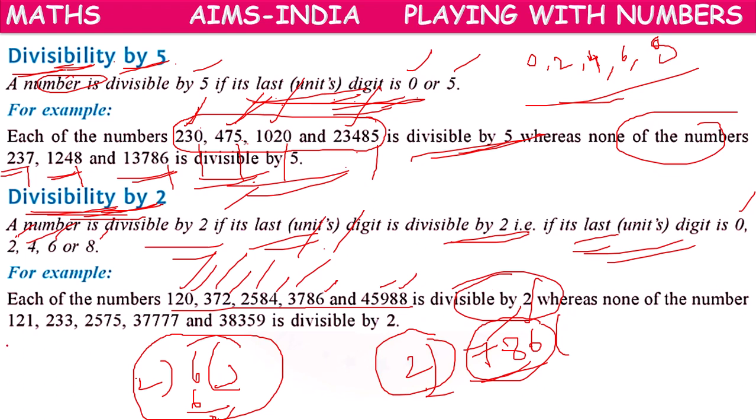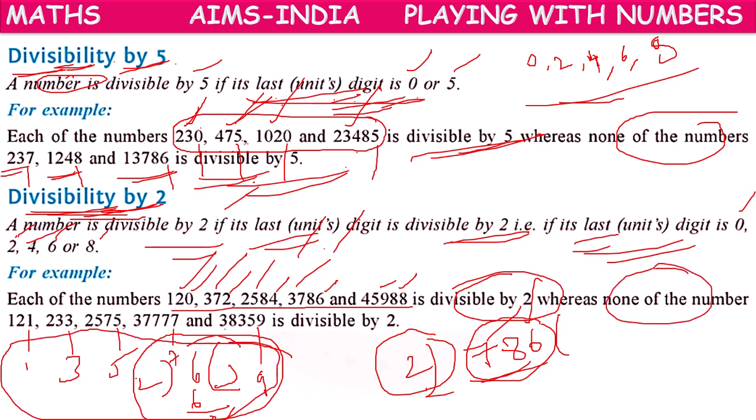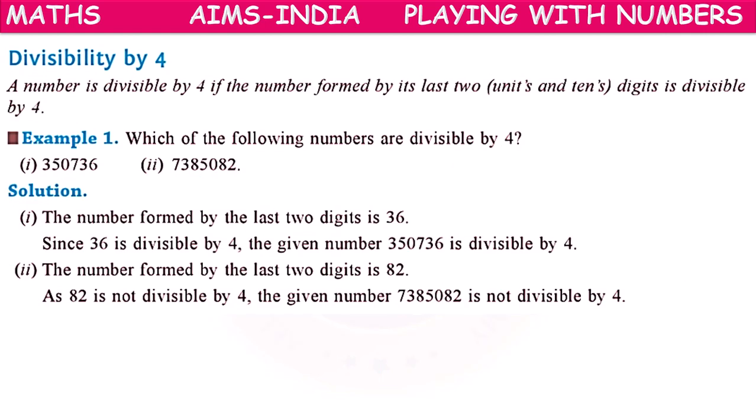Whereas if you have numbers like 121, the unit digit is 1; 233, 3; 2575, 5; 37,777, 7; 38,359, 9. In the units digit, we don't have 0, 2, 4, 6, 8. So none of these numbers are divisible by 2. So this is the divisibility rule by 2.